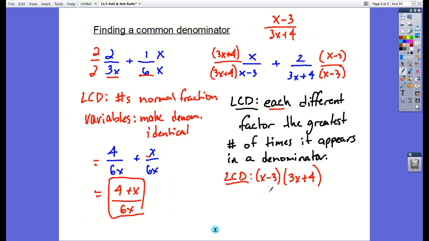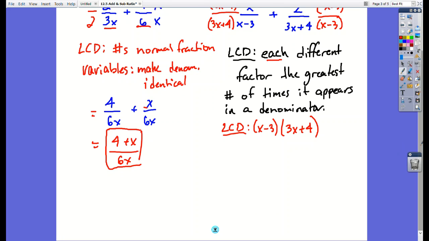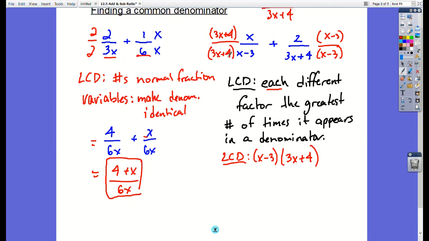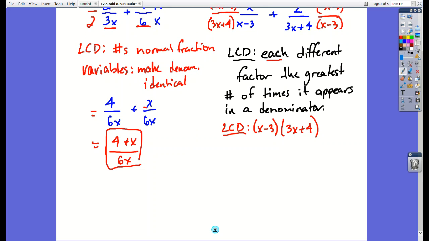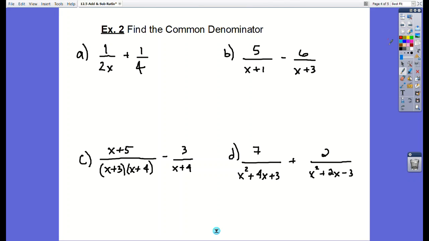So let's actually do a couple of these together and look at them. So we just need each different factor, the greatest number of times they appear. So let's say we look at this problem, x over x minus 3 plus 2 over... So this first one is probably the most straightforward of them all. Maybe not, maybe you disagree.